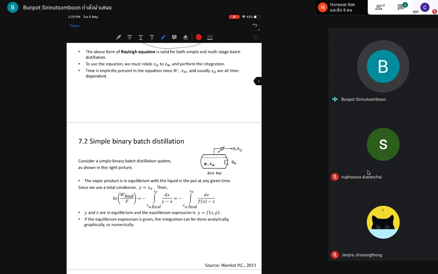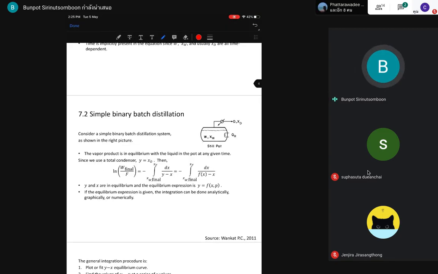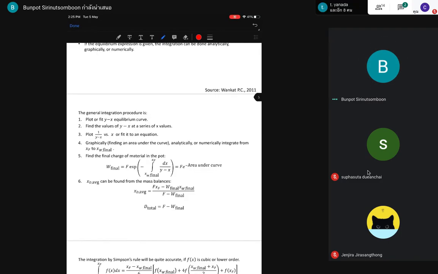In the case of simple batch, it's gonna look something like this. You basically just have a pot, and you put all the feed into the pot and heat it up, and try to condense and capture the distillate to get the product that you want. So just follow these steps here.